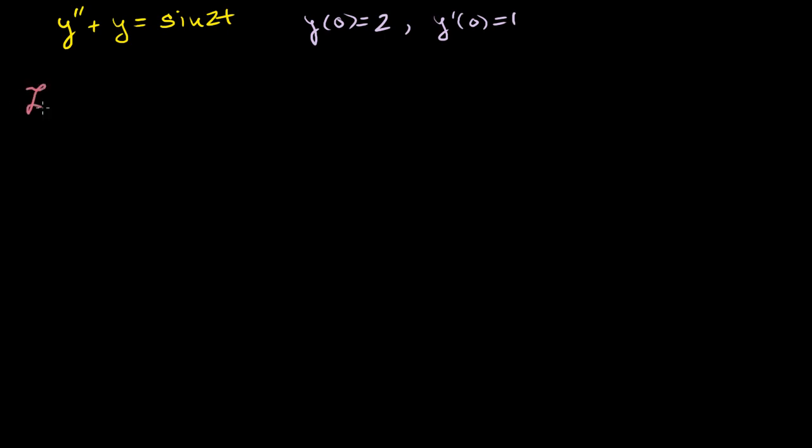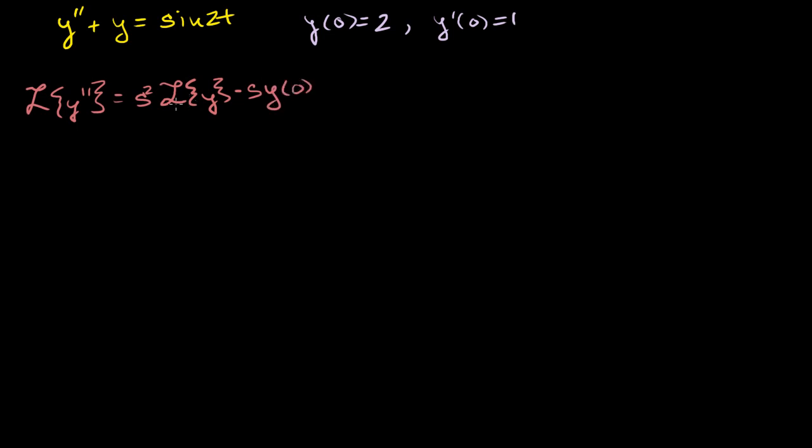So in the last videos, either the last one or the previous one, I showed you that the Laplace transform of the second derivative of y is equal to s squared times the Laplace transform of y. And we keep lowering the degree on s. So minus s times y of 0.